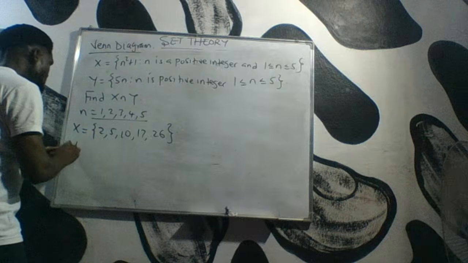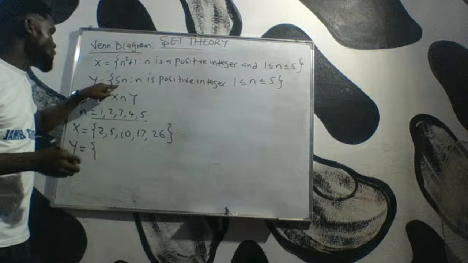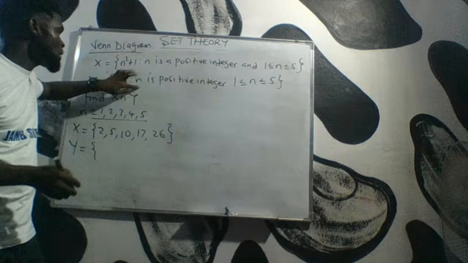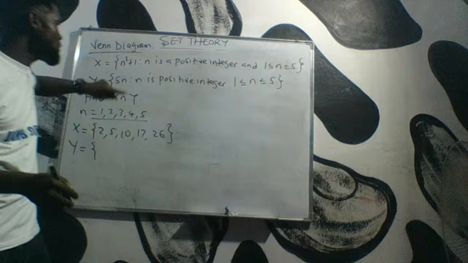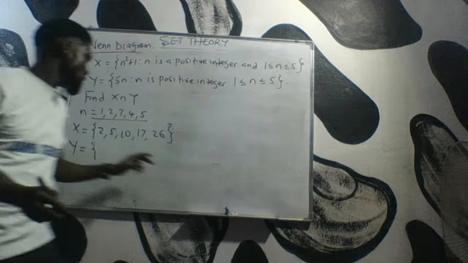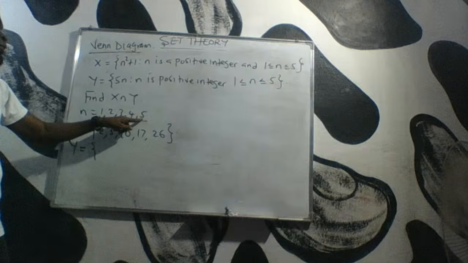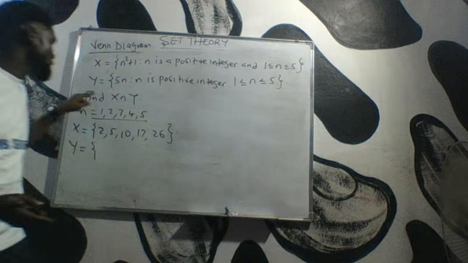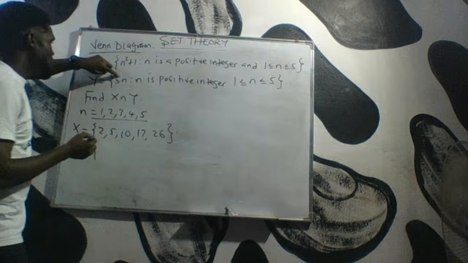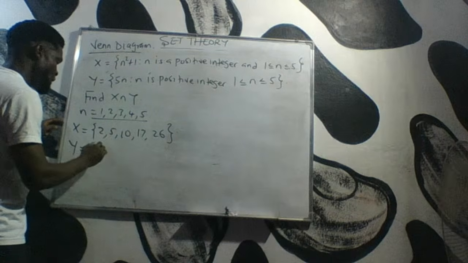Now for the elements of set y, let's go. We say that y is a set of 5n. Then this gives you further information about this n. And we say n lies from 1 to 5, which is the same thing: 1, 2, 3, 4, 5. So now let's find the elements of set y. Start with 1, put 1. 5 times 1 is 5.